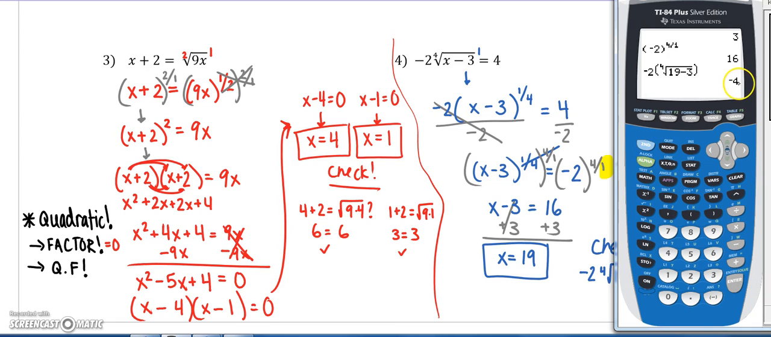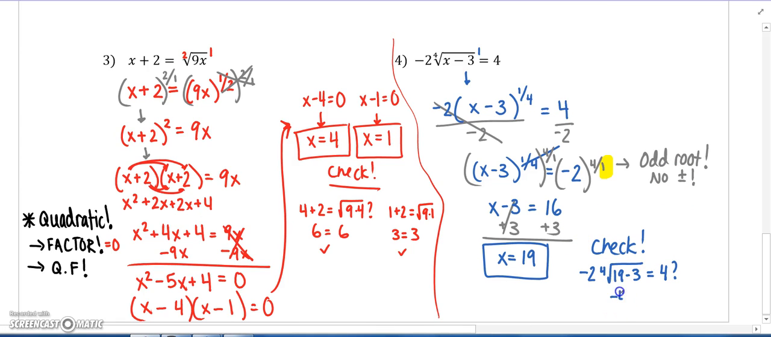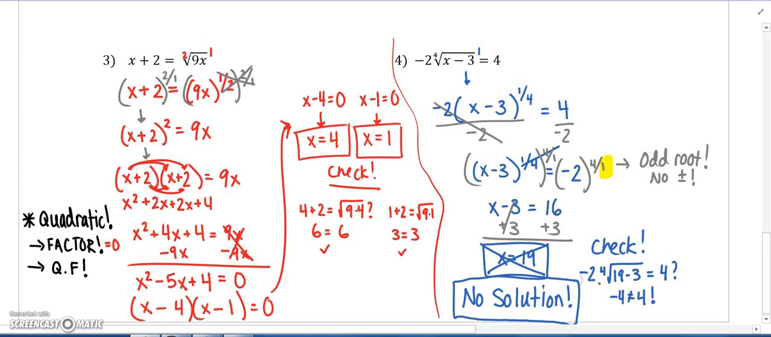Negative 4. Is negative 4 the same thing as positive 4? I sure hope you said no to that. Negative 4 does not equal positive 4. And that means that this can't possibly be an answer because it didn't work out. So if the only answer we got isn't an answer, what do we have to say? That's right, no solution. I know it seems like, oh, only once in a while this happens, but the fact that it could happen means that you always have to check your answers. Because if you get an answer that ends up being extraneous and you still circle it, that's going to be wrong, and we don't want to do that.